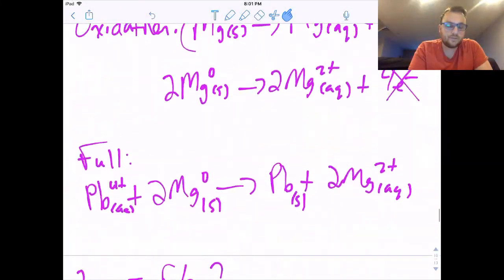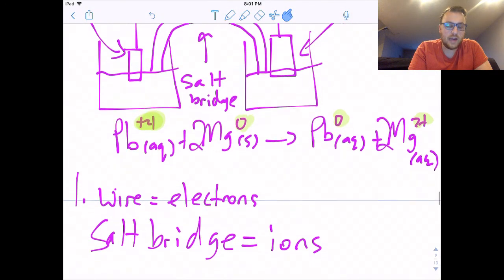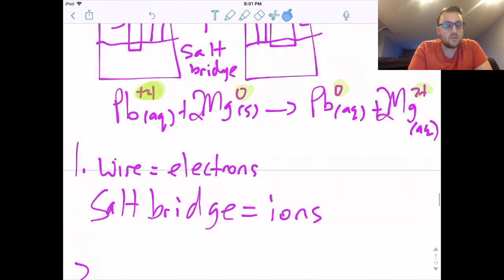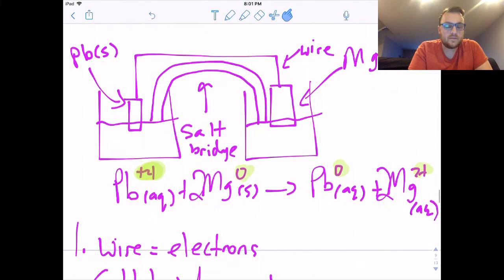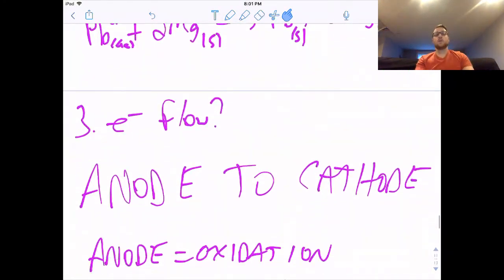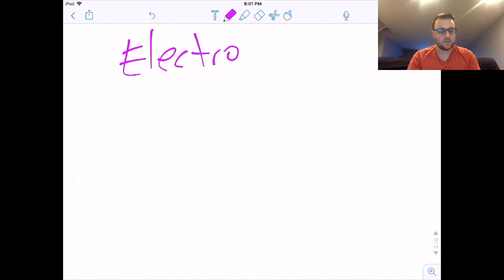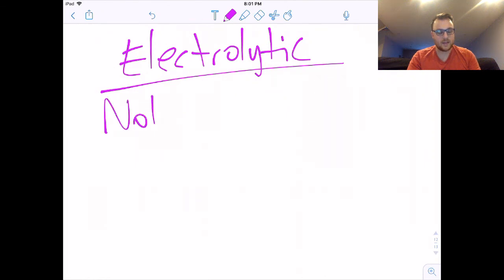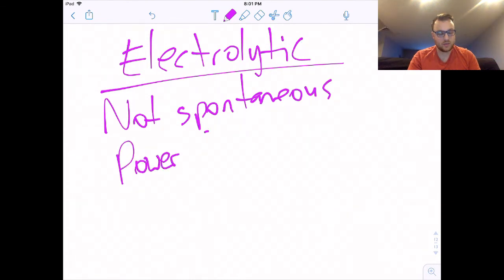All right, what about an electrolytic cell? An electrolytic cell uses similar principles but flips it a little bit on its head. So electrolytic are not spontaneous. Electrolytic require a power source. Electrolytic is going to flip table J. Electrolytic creates chemical energy.